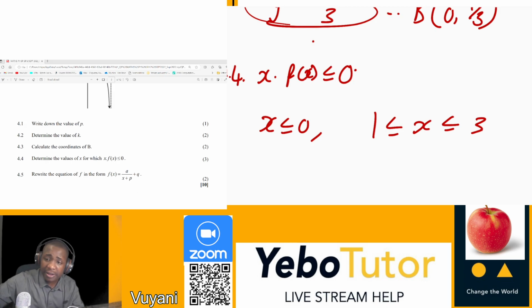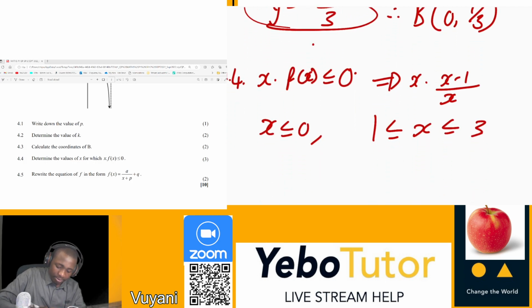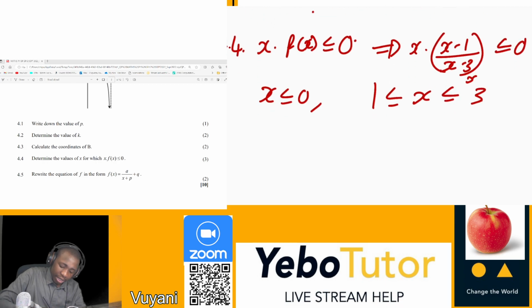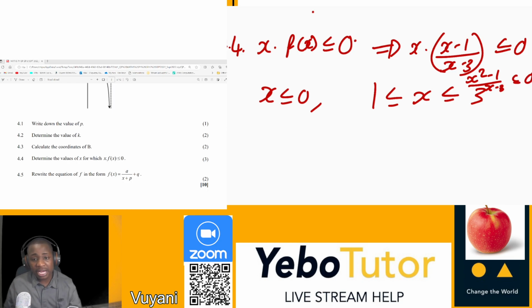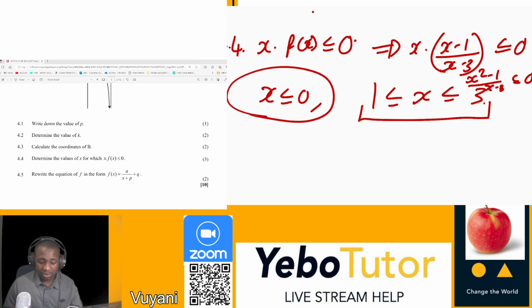So you can still solve it as I said. This will be x times, what was our f of x? Our f of x is (x minus 1) divided by (x minus 3). Then we multiply, less than or equal to 0. That will be (x squared minus x) divided by (x minus 3) less than or equal to 0. After playing around with your inequalities, you'll definitely be able to get these two values. You can see the one between 1 and 3, and also x must be less than or equal to 0. Then boom, we are good to go.